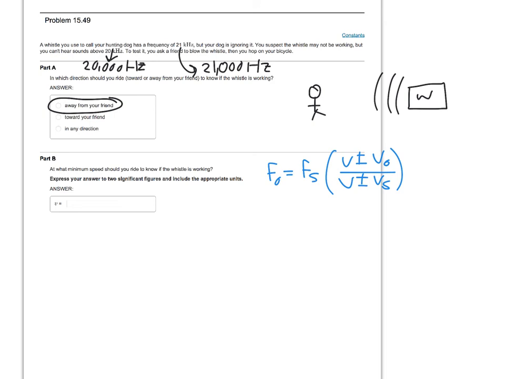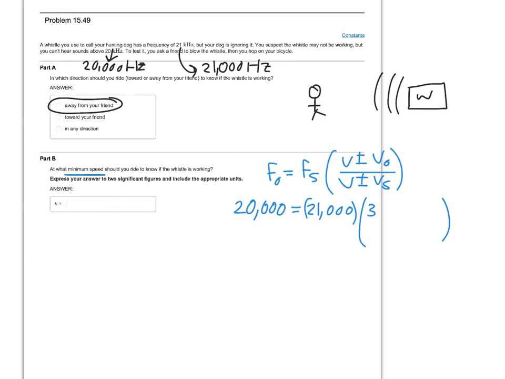So for the second part here, what minimum speed should you ride to know if the whistle is working? We're going to go ahead and actually use our Doppler effect equation and plug in some things that we know. So the frequency observed is going to be that 20,000. We're going to put it right at that upper limit of your hearing ability there. You could leave it actually as 20 kilohertz because there's going to be kilohertz on both sides, and they'll cancel, but I think it's best to always get into the habit of converting because it won't always work out like that. Frequency of the source is going to be 21,000 hertz.